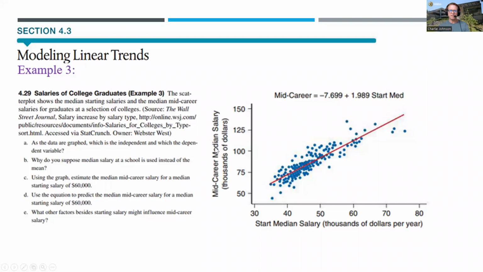In this video, we'll look at example 3. Salaries of college graduates. The scatter plot shows the median starting salaries and the median mid-career salaries for graduates at a selection of colleges. And the source is the Wall Street Journal salary increase by salary type. And we'll go through letters A through E.